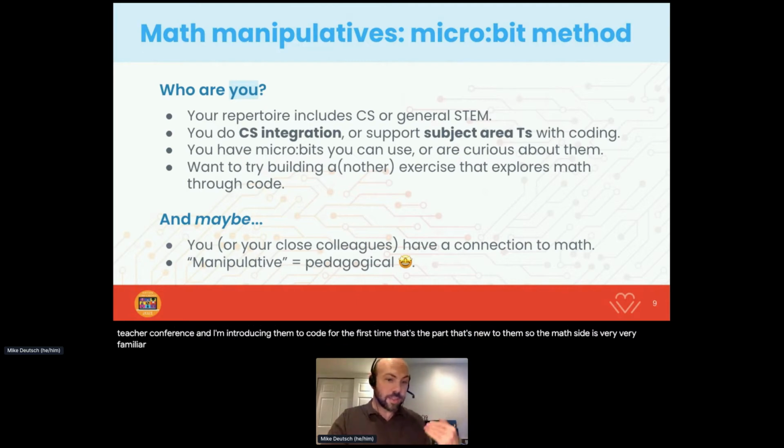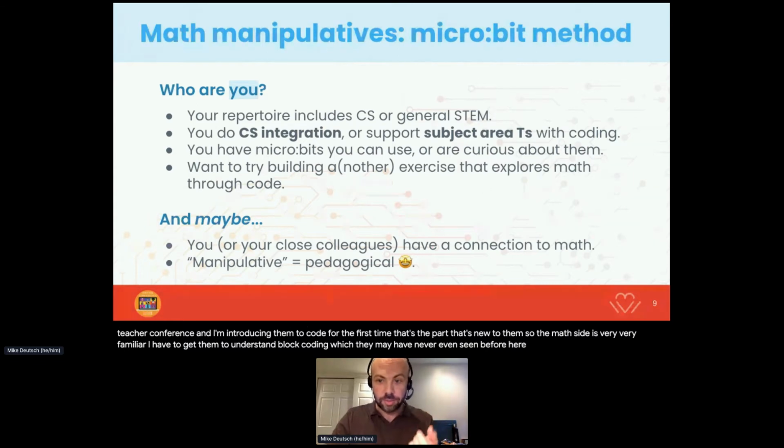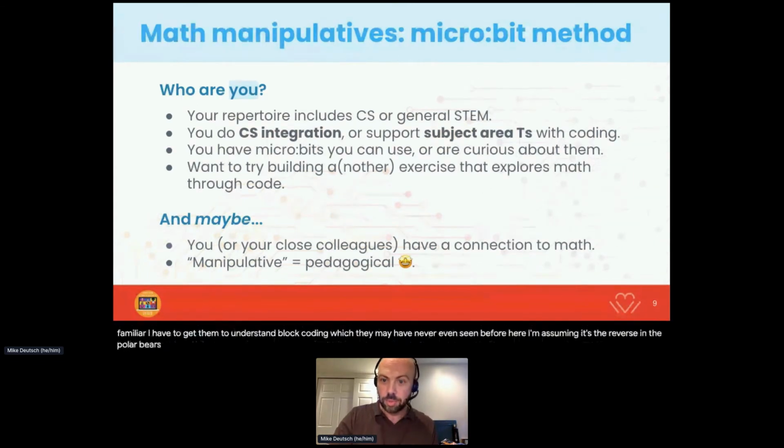I have to get them to understand block coding, which they may have never even seen before. Here, I'm assuming it's the reverse, and the poll bears that out. Okay, we've got people who are familiar with coding and with math. So this is very, very cool. Okay, thanks, everybody. Hey, I see a couple of other Canadians in the chat. It's nice to see you.